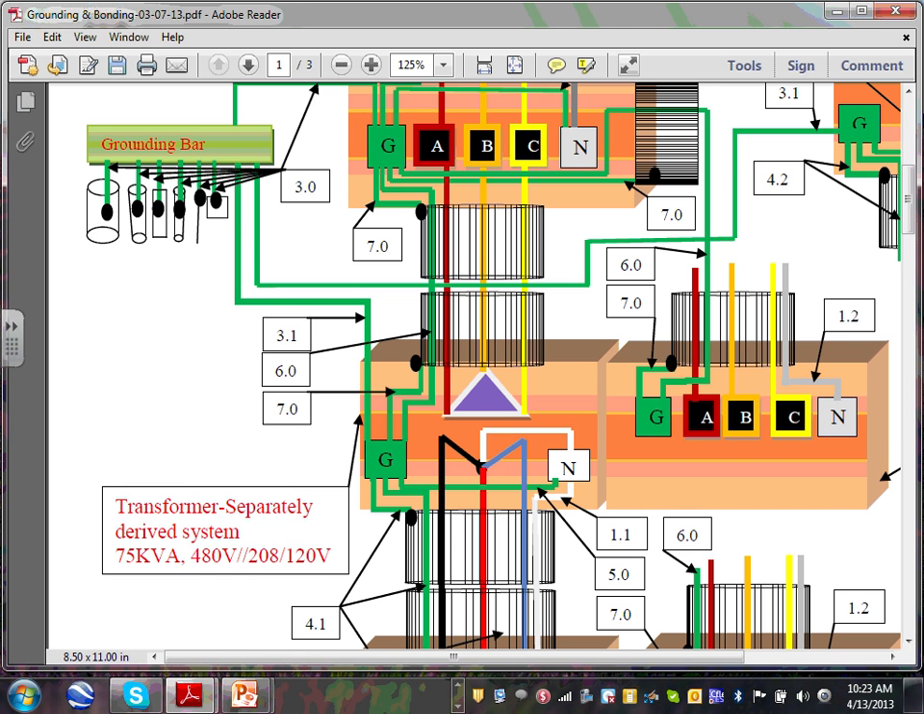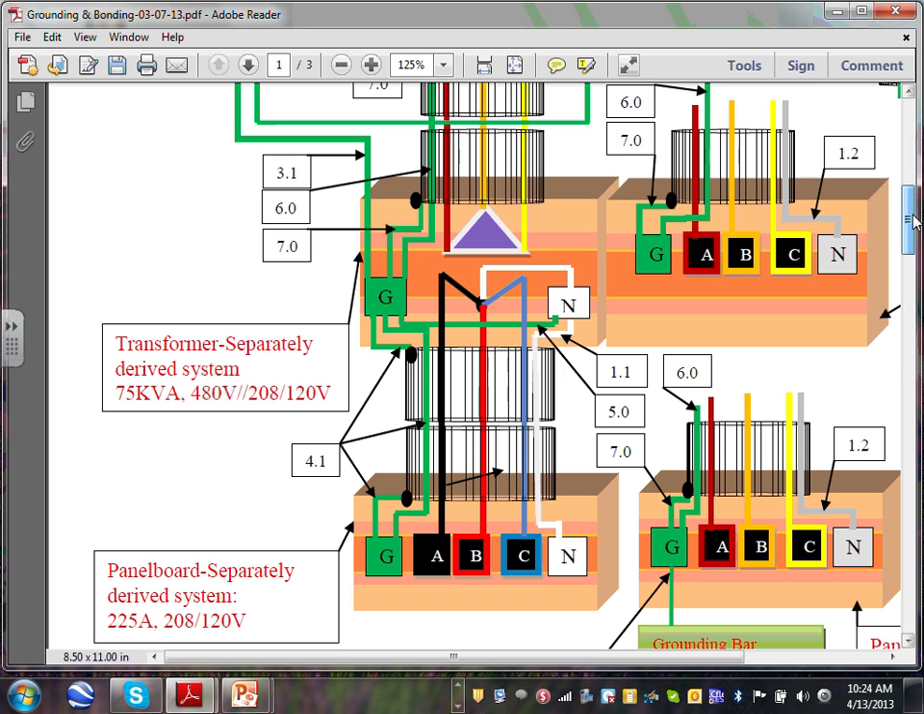Okay. Any comments, guys? Any questions? Any corrections? I think we created a lot of discussion on the grounding and bonding.